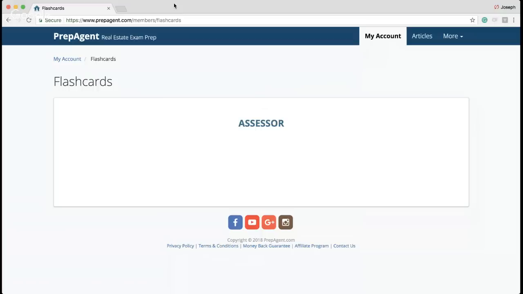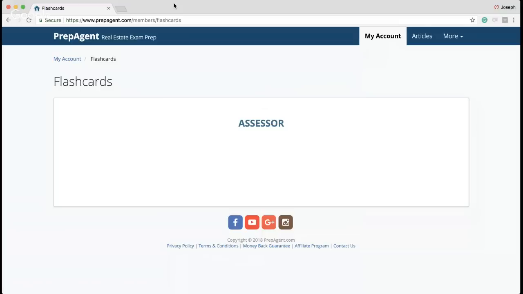The next word on the board is the word assessor. What's an assessor? It's a tax assessor. They deal with value for taxes. It's like the same as an appraiser.